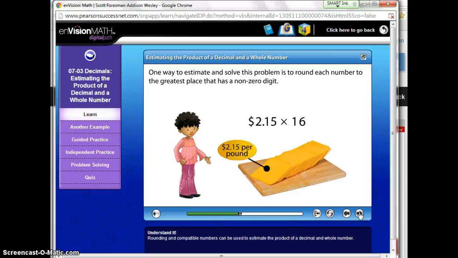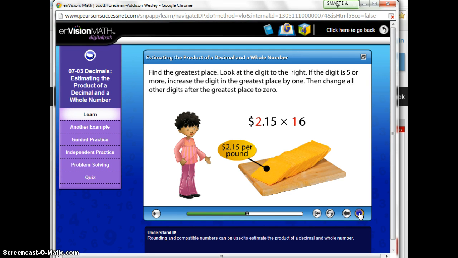Dathan? 20. Now when we're rounding decimals, that is the same way. The biggest place value is the ones right here. So about how much money per slice? Dathan? $2. So now we have a much easier problem to solve.